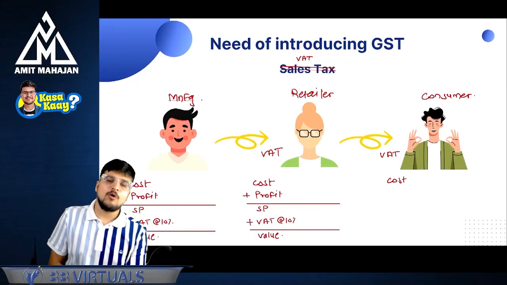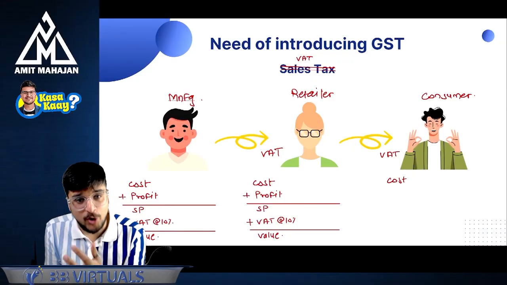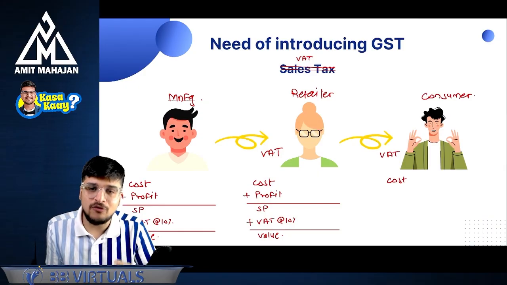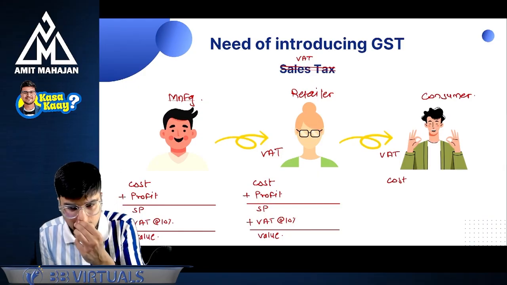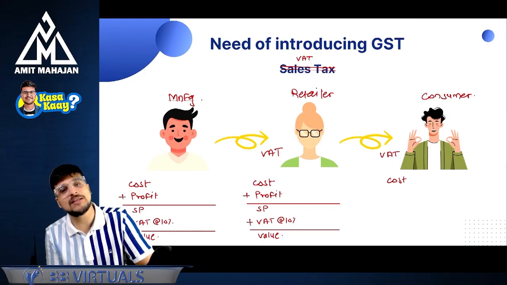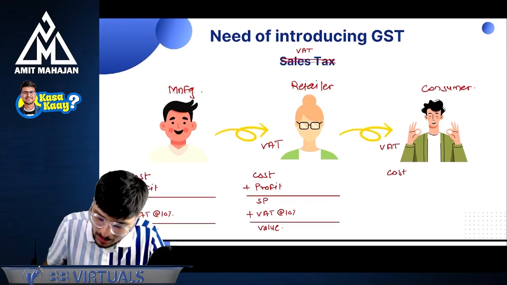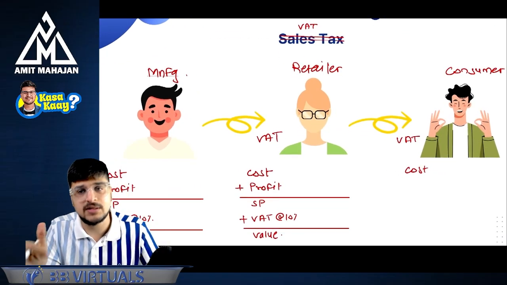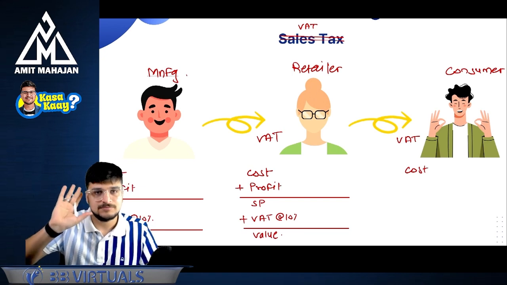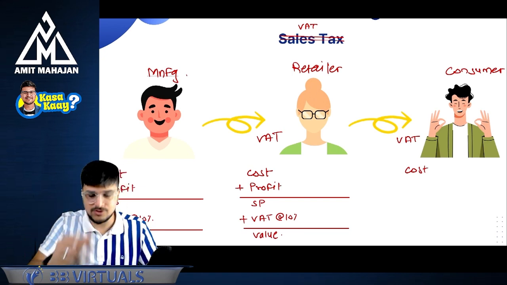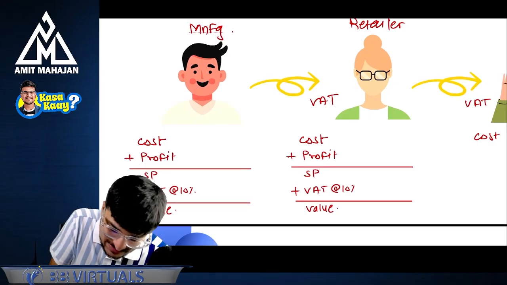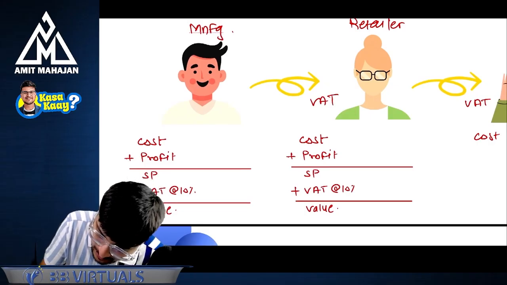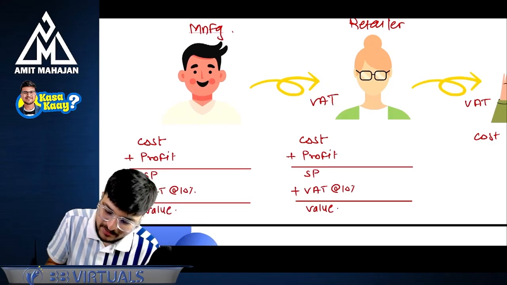Let's try to understand now what was the exact need for the introduction of GST. What was the problem earlier? Let's understand the problem first. Now, again, I will take an example of manufacturer, retailer, and consumer. Perfect. Manufacturer, retailer, and consumer. Let's come here and write it here as the cost of this manufacturer.